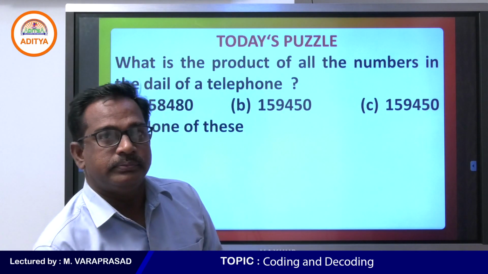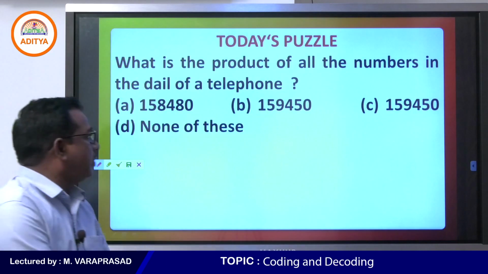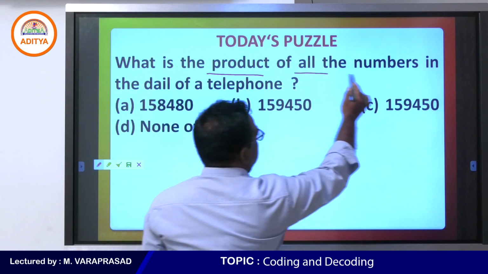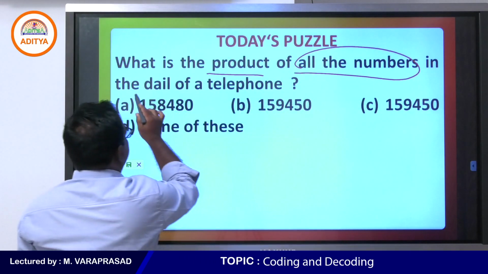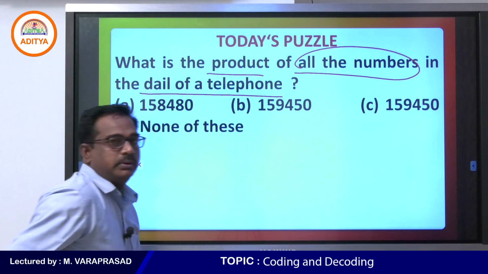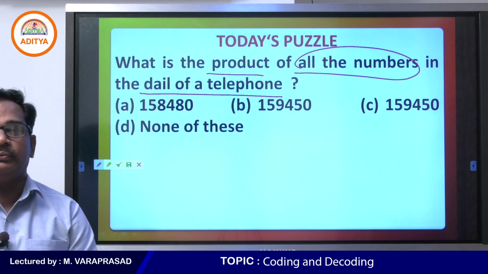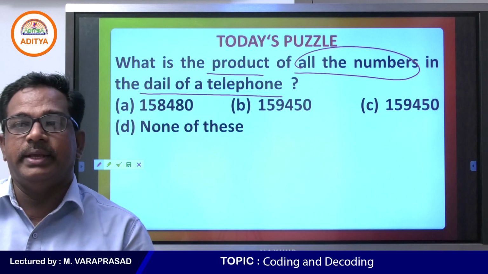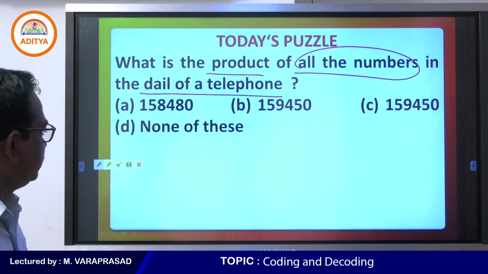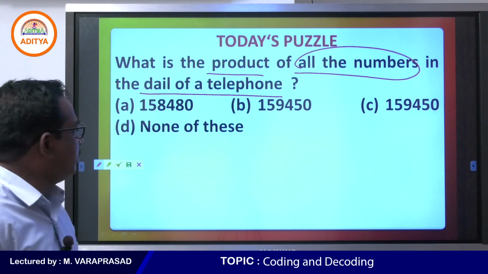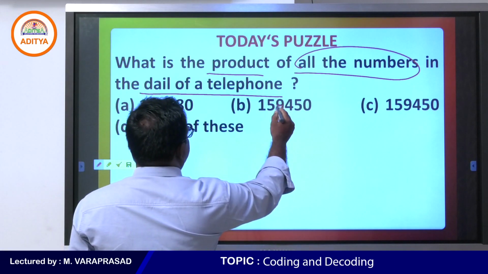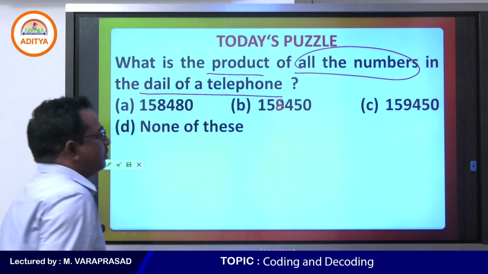What is the product of all the numbers in the dial of a telephone? Option B and C are same. Then option B, you can write here 8. Yes, option B is 8 here.